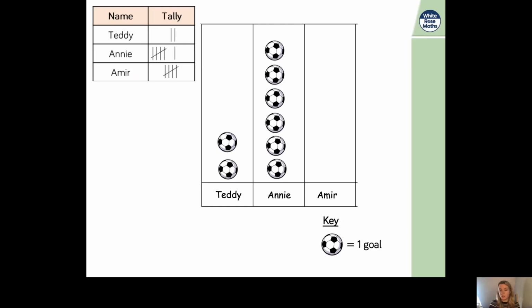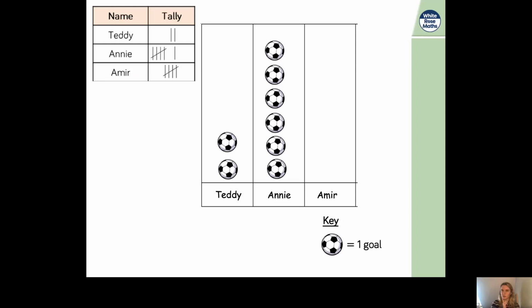So now it's your turn. Can you pause the video and have a go at filling in the pictogram for Amia? Okay, Year 2. So how many goals did Amia score? Well, let's have a look at our tally chart. Oh, we've got the diagonal line across. So therefore, that means he scored 5 goals.